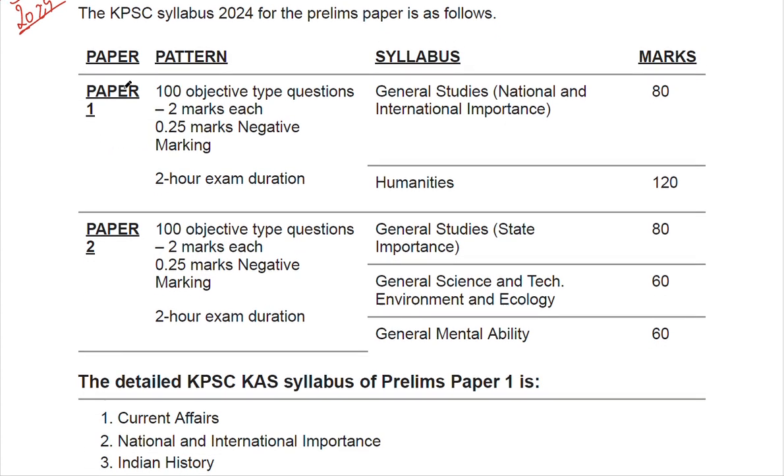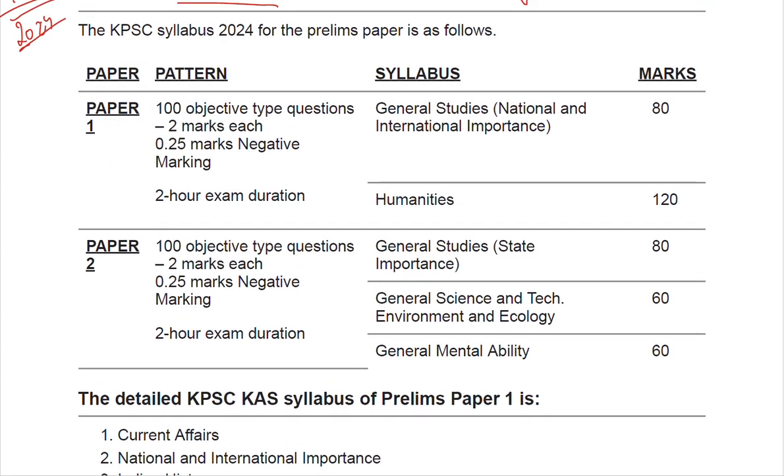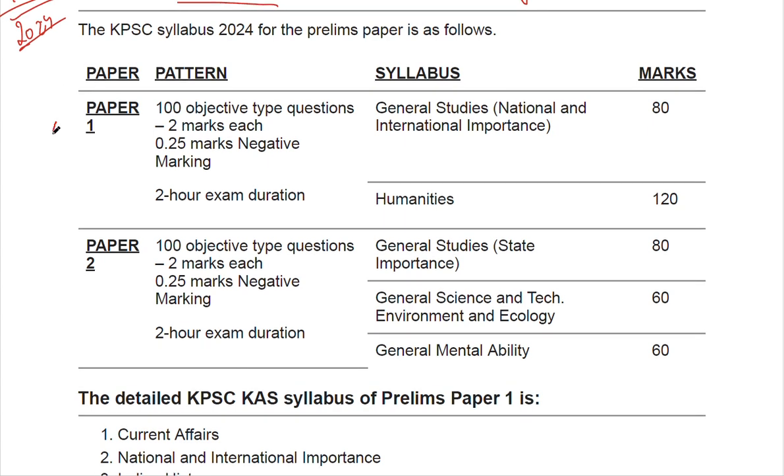Next, in the prelims paper, what will be there? There are 2 papers. What are they? First one is, let's see the pattern.